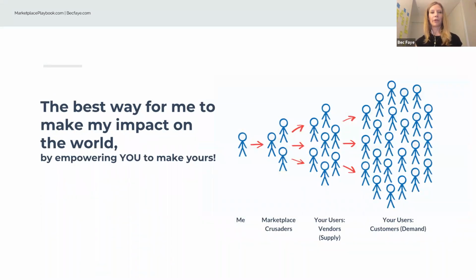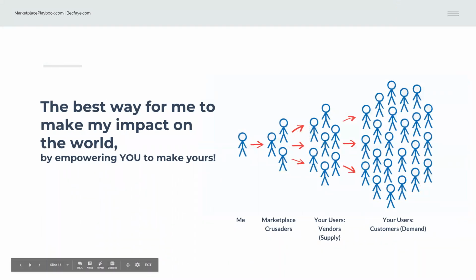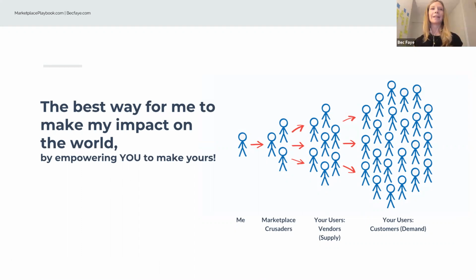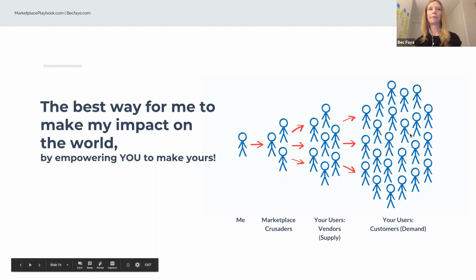So what I found though through the Wholesome Dollar was that the best way for me to make an impact was actually by empowering people like you, people who were interested in marketplaces, who had an idea for a marketplace, people who are working on marketplaces and focused on building up a really big following with the marketplace and having a huge impact in their way. If I could empower them to make their impact, that would have a flow-on effect.